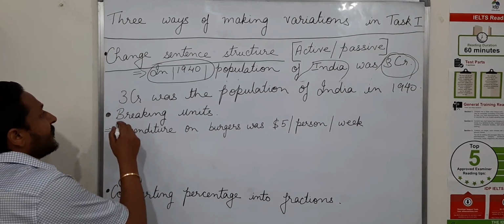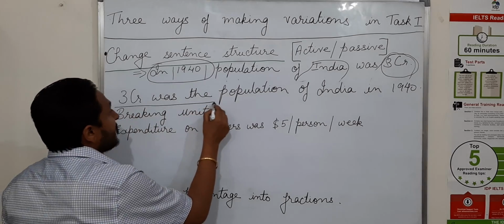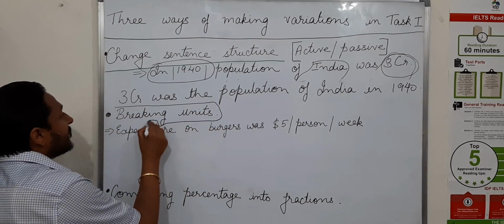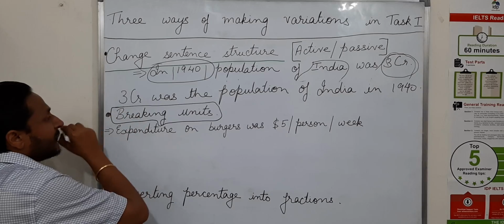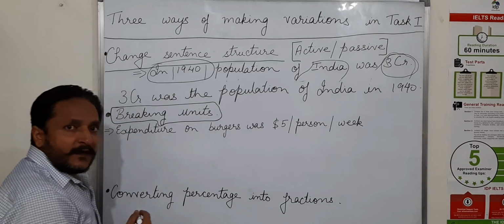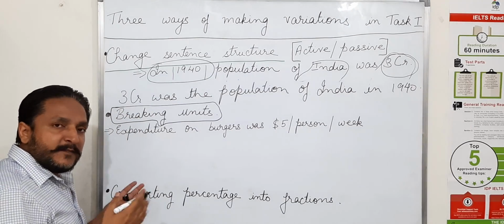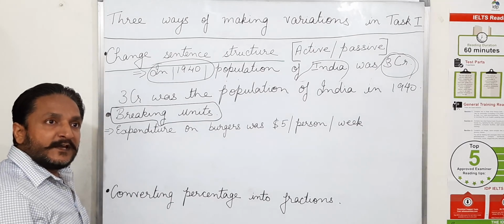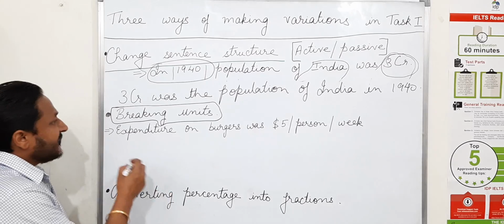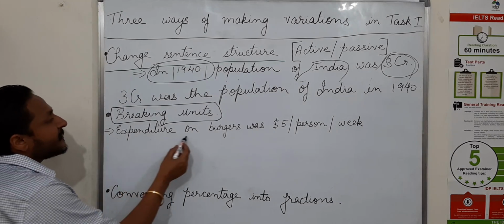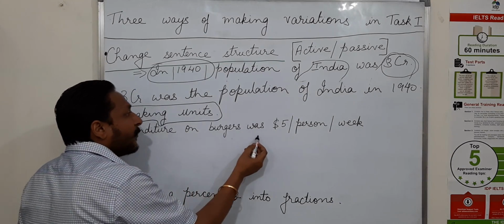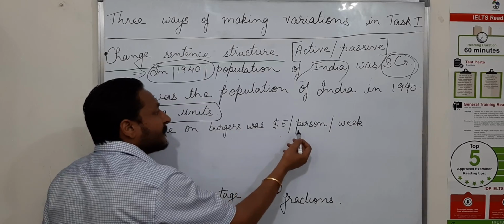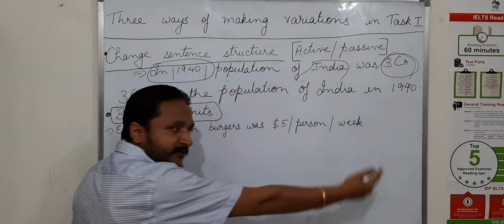The second effective way is breaking the units. This is yet another way how I can go ahead and make variations. I'll quickly explain it to you with the help of an example. It says expenditure on burgers was $5 per person per week.